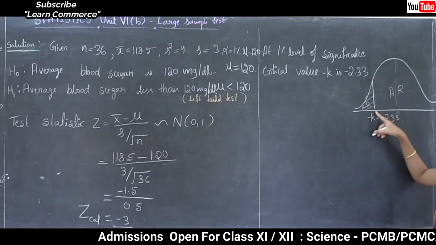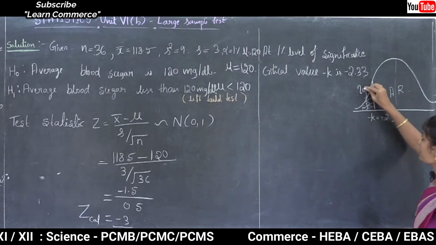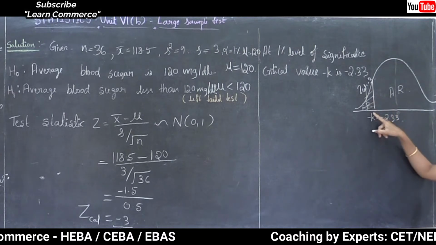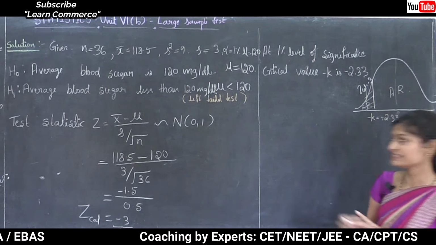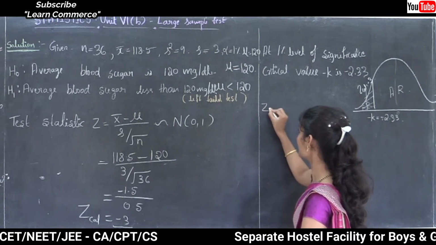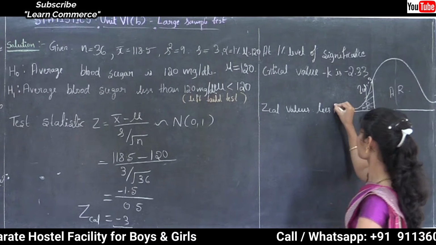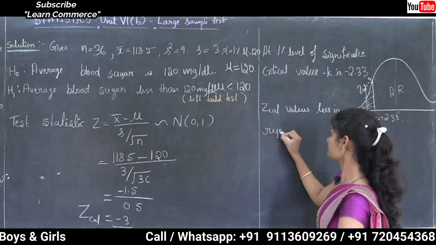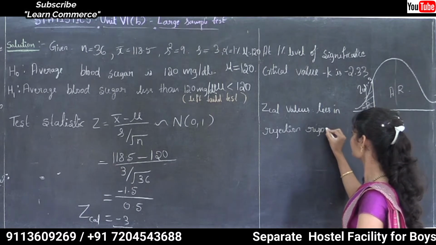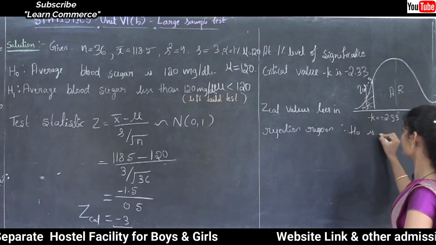Here the k value is minus 2.33 and the calculated value is minus 3. So here the calculated value lies in the rejection region. So H naught is rejected. That I will write here: the calculated value lies in the rejection region, therefore H naught is rejected.